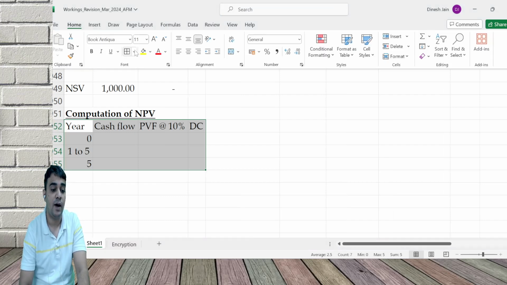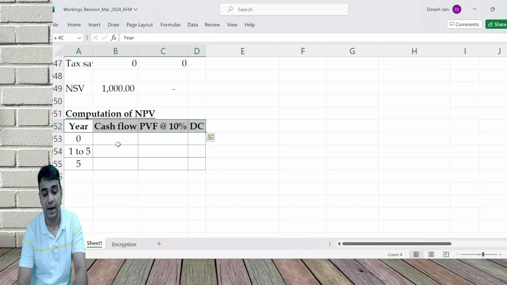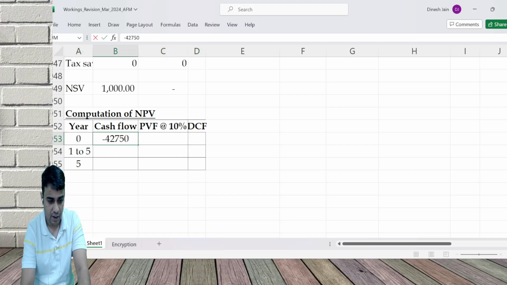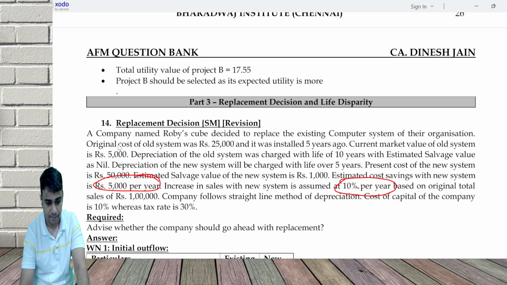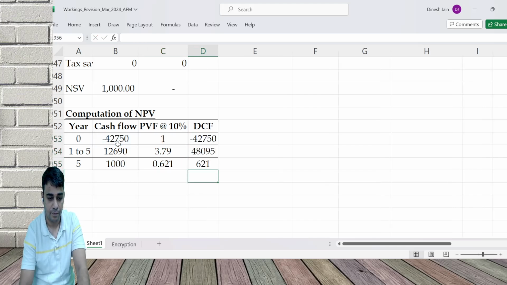This is a type 1 problem where I don't know whether to do replacement or not. Year 0 was negative, how much you said? And then 12 and then 1000. Give me the annuity factor, 5 years. 3 point. Positive, go ahead with replacement.